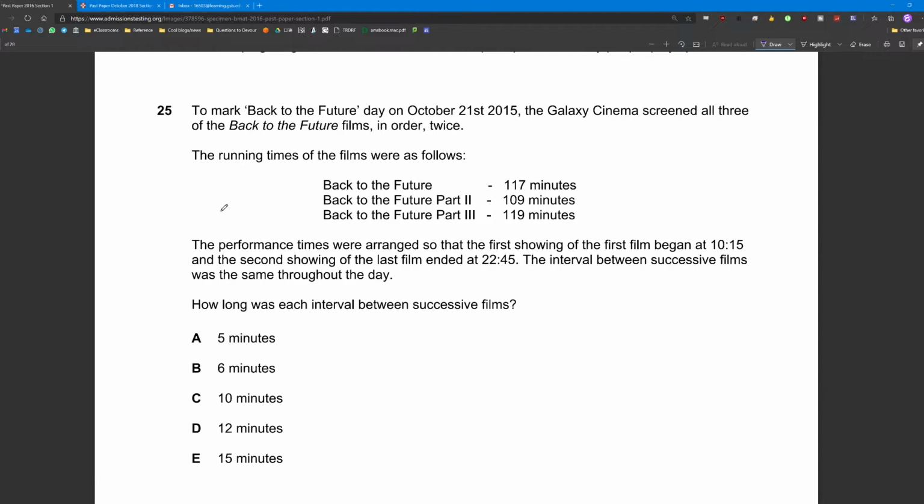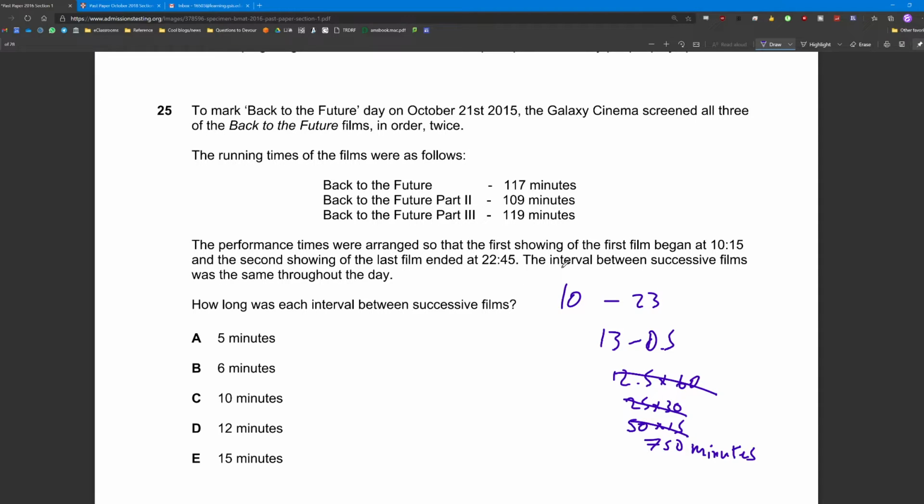Performance times arranged that the first showing began at 10:15 and the second showing of the last film ended at, so from start to end it was 10:15 to 22:45. So 10 to 23 is 13 hours minus 15 minutes at each end, so minus 0.5, 12.5 hours, times 60, this is equal to 25 times 30, or 50 times 15, or 750 minutes of time in total.